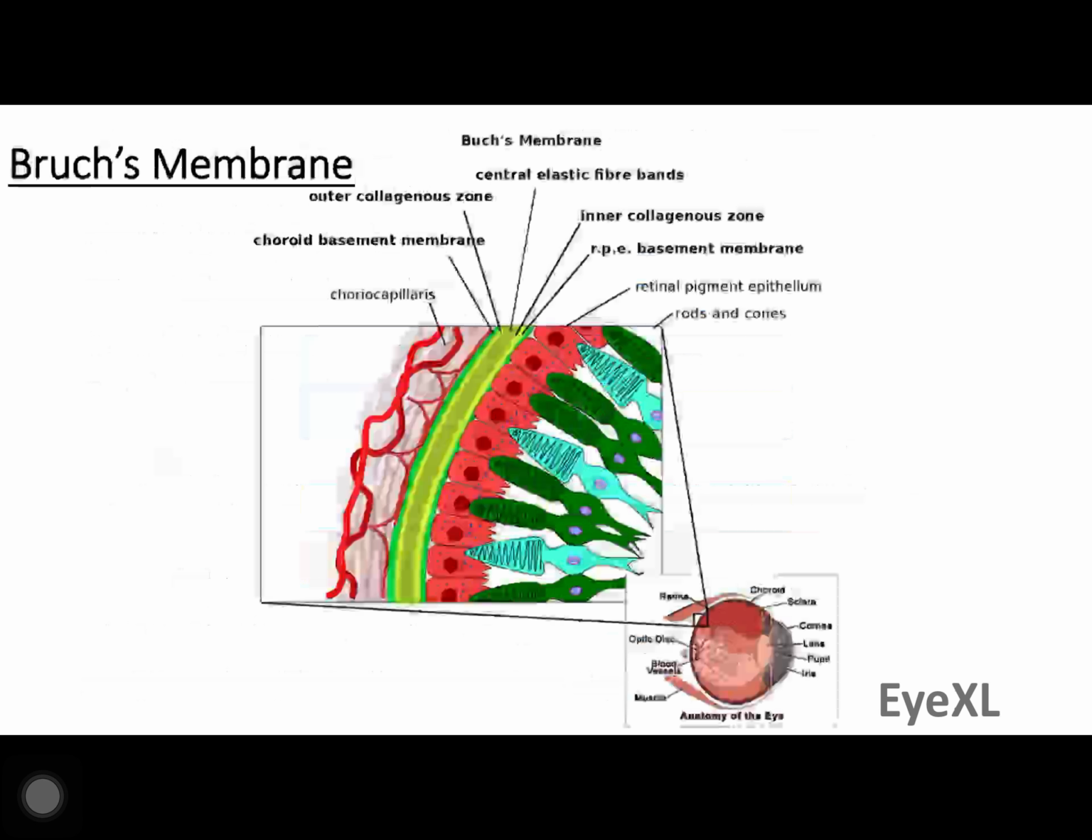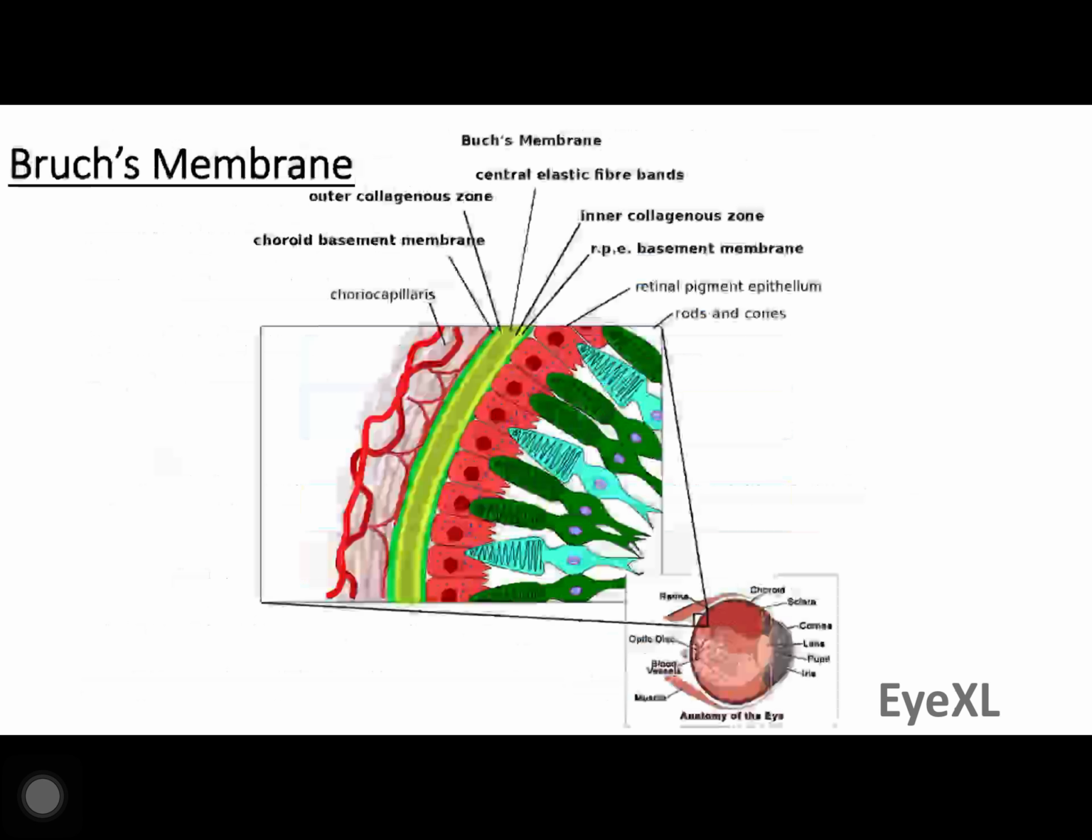So this image will make it very easy to understand. So Bruch's layer is the interface between the retinal pigment epithelium and the choriocapillaris. If you want to understand the layers of the retina in a little more detail, I've made a video on that. Click on the link at the top of the video. That should help you out.